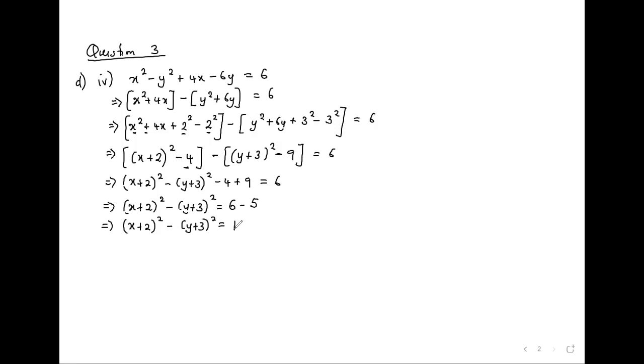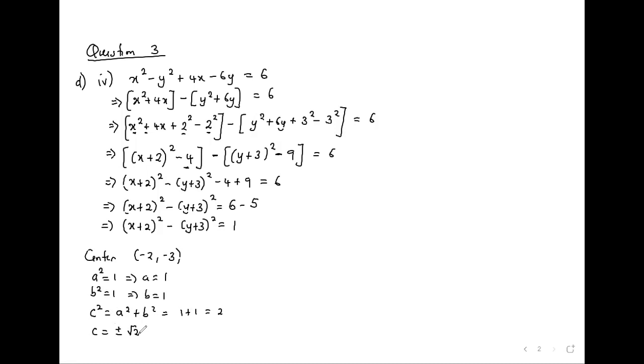We can even talk about a sketch of this, because we have everything here. We have the center, (−2, −3). Then we have a² being 1, which implies that a is 1. We have b² being 1, implying that b is 1. And so c² is going to be a² plus b², which is 1 plus 1, which is 2. So c is plus or minus root 2.